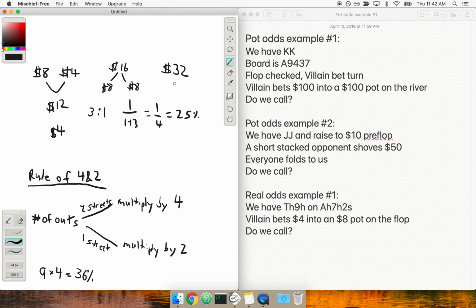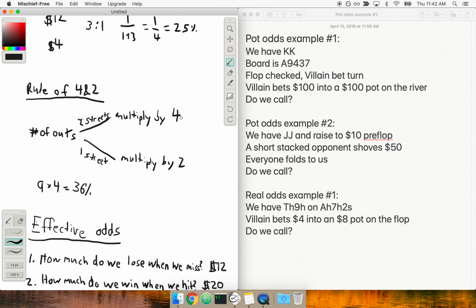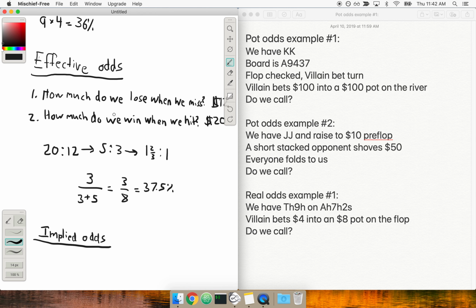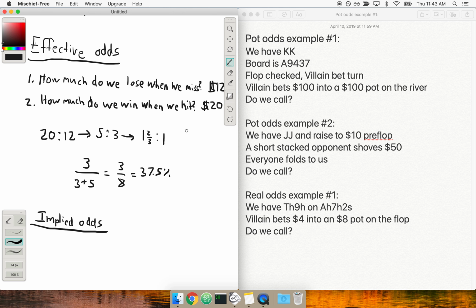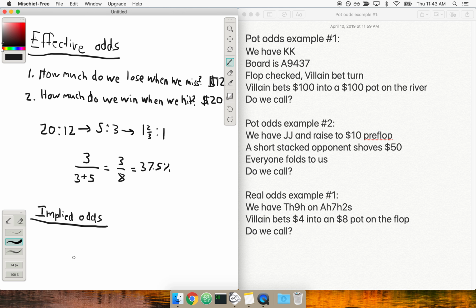So instead of saying that when we hit, we only win this $20, we can say on this river, I think we're going to win another $20. We just made a flush, and I think we can win more money. So with implied odds, we're going to change the answer to this question right here. How much do we win when we hit? When we actually make our hand, I think we're going to win more money. So now, instead of saying that we win 20, now we can say that we win 40 when we hit.